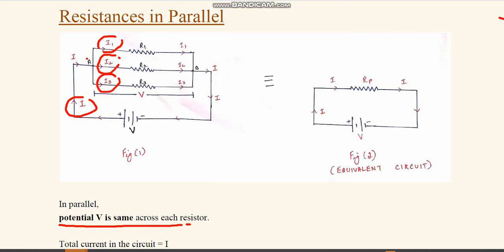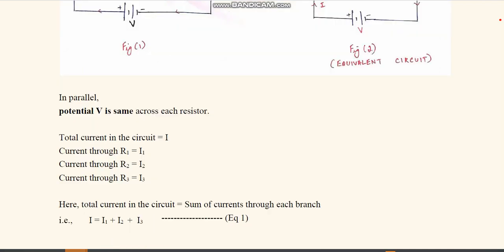When these three currents flow through these three resistances, then after passing through these resistances, they will again recombine at point B to again give the total current I, which will further flow through the circuit. So we see that in a parallel combination, the total current is equal to the sum of currents in the individual branches. That is, I is equal to I1 plus I2 plus I3.